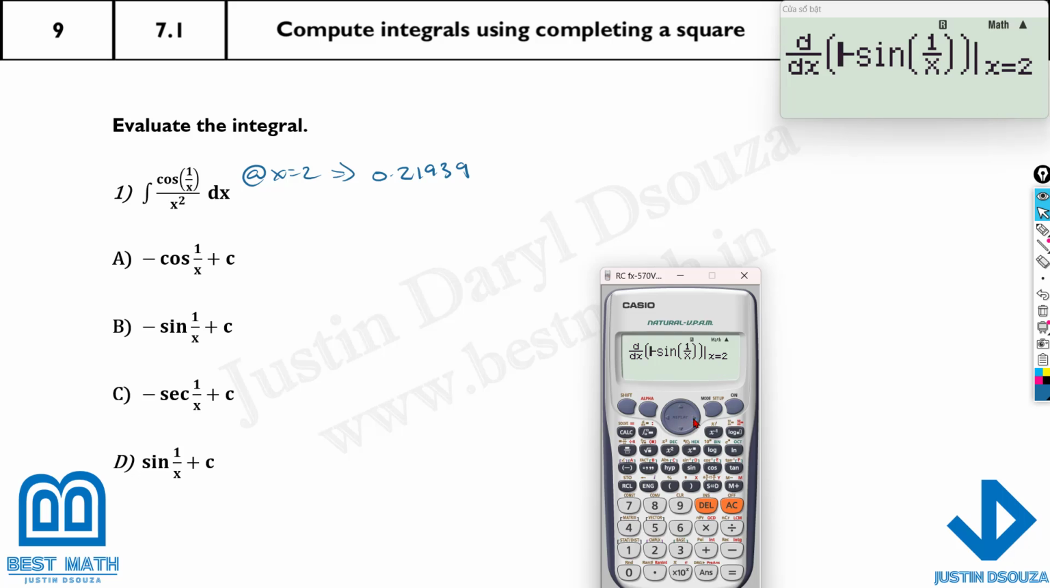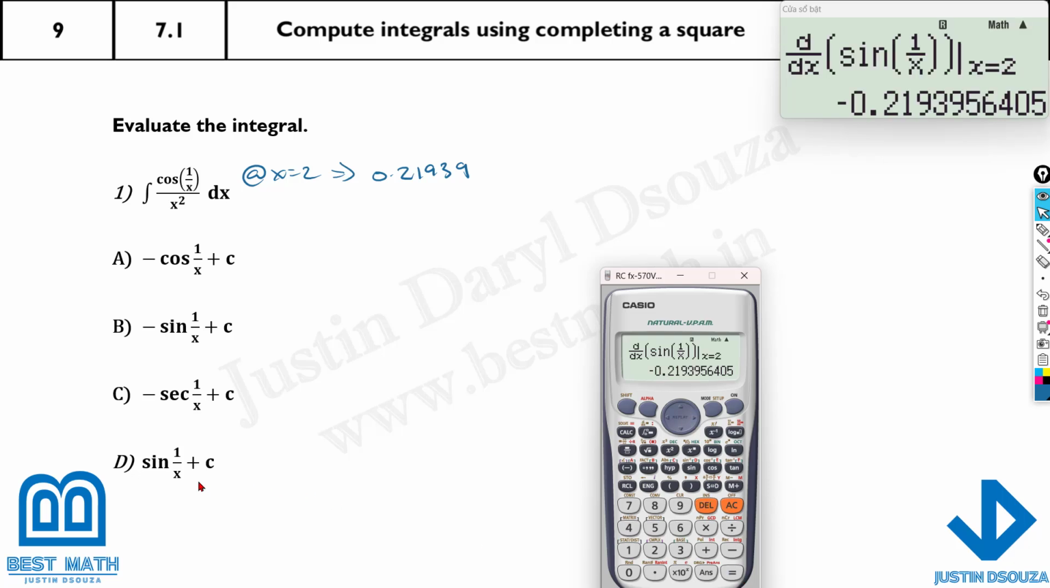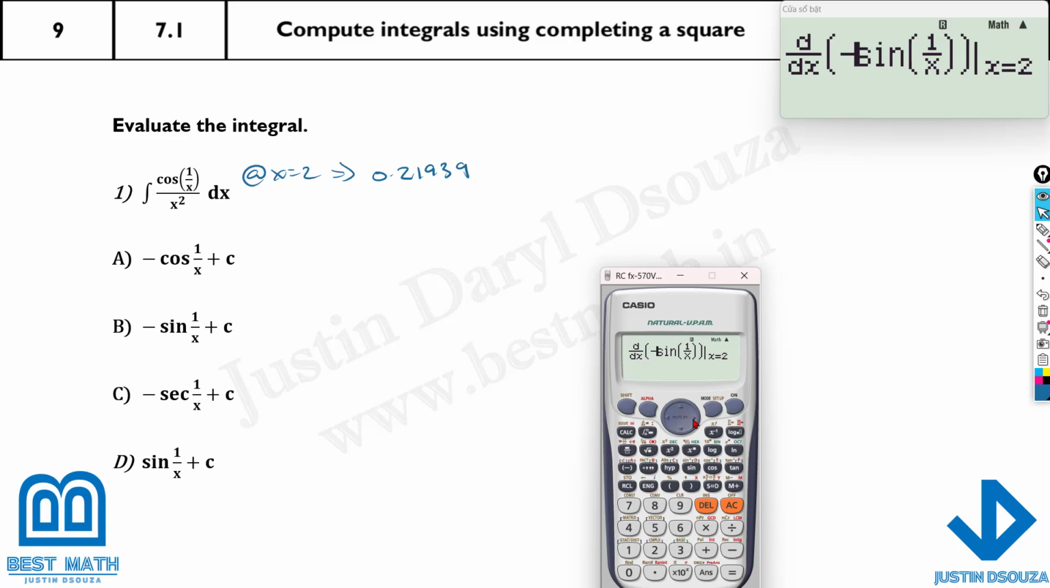Let me just change the sign here, minus to plus, the last option. See, it's not matching. It should match exactly, even with the sign. But how do you put in this last option? If it was minus secant, how do you type this out?